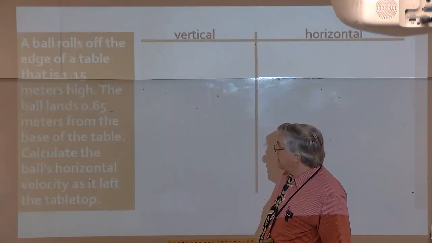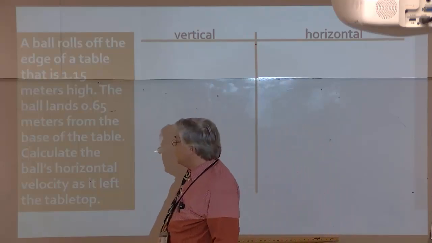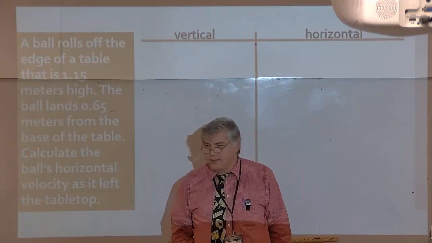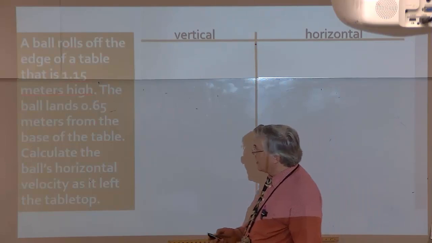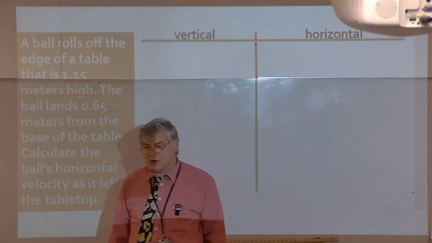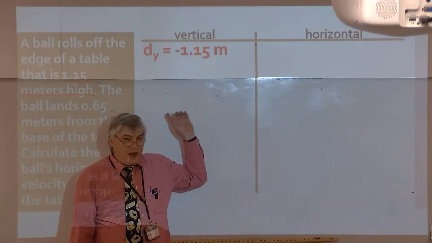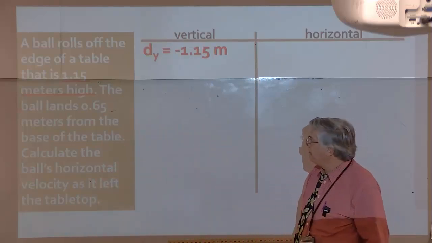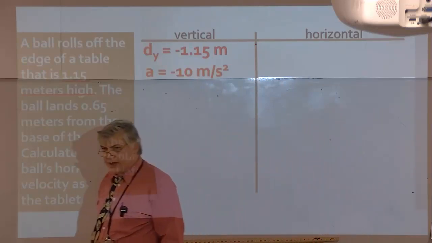Okay, let's look at problem number 2. A ball rolls off the edge of a table that is 1.15 meters high. The ball lands 0.65 meters from the base of the table. Calculate the ball's horizontal velocity as it left the tabletop. The edge of the table is 1.15 meters high. Is that horizontal or vertical? Vertical, right. So we'll plug in our 1.15 meters as dy, put in a negative sign to indicate that it's down below our starting point. We also know our acceleration due to gravity, negative 10 meters per second squared.